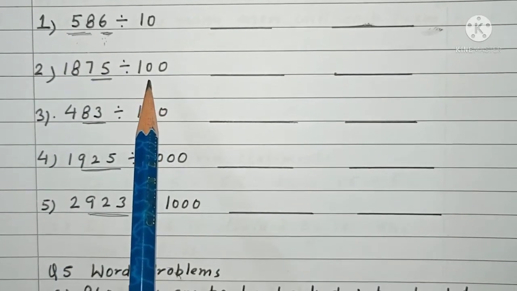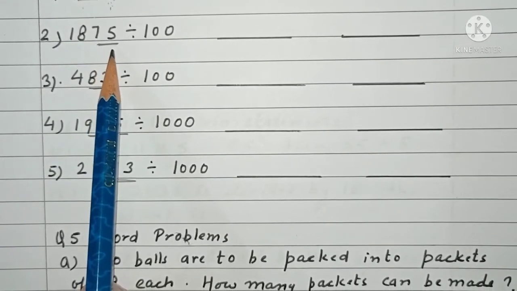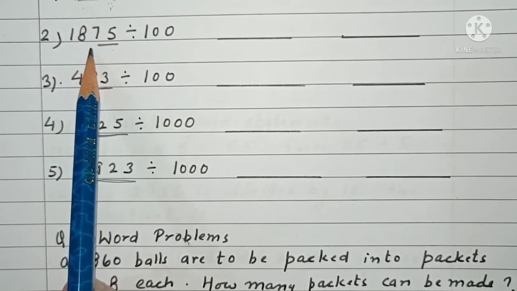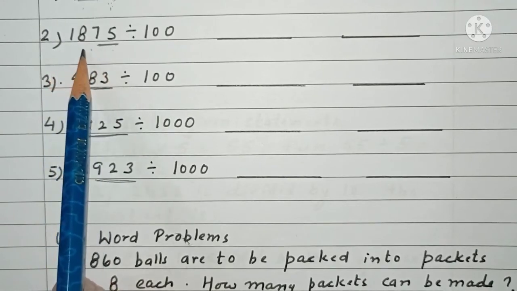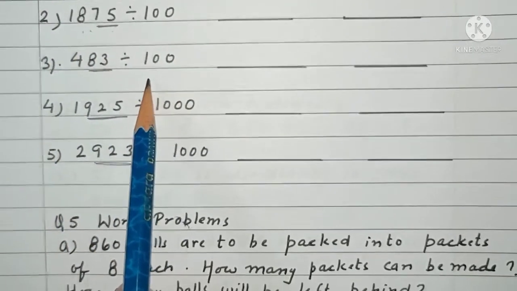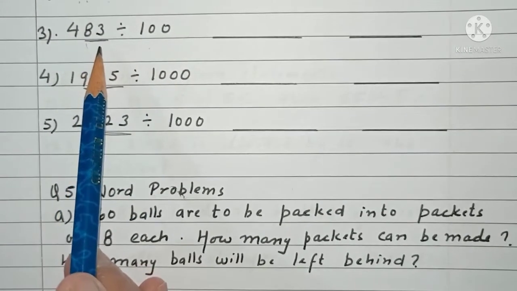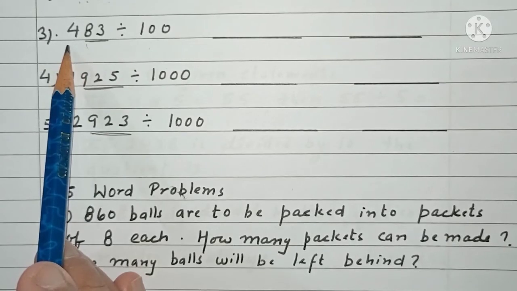When we divide any number by 100, the digits at the ones and tens place are the remainder and the rest is the quotient. And when there is a division by 100, again the number at the ones and tens place is the remainder and the rest left will be the quotient.